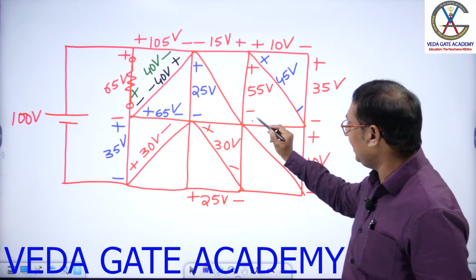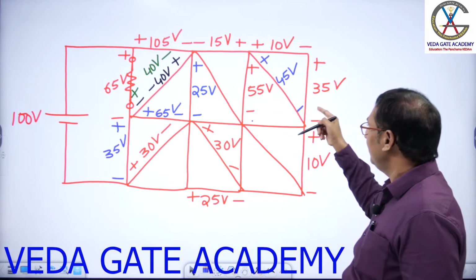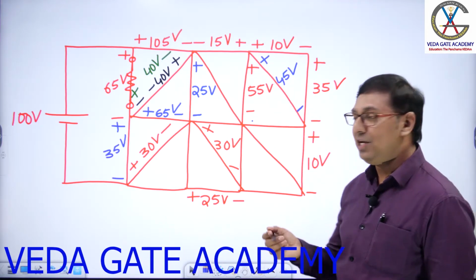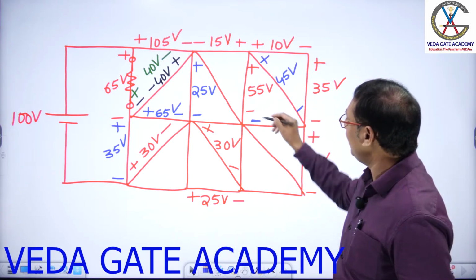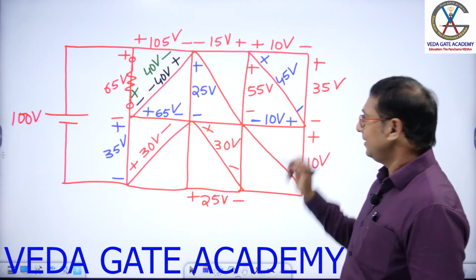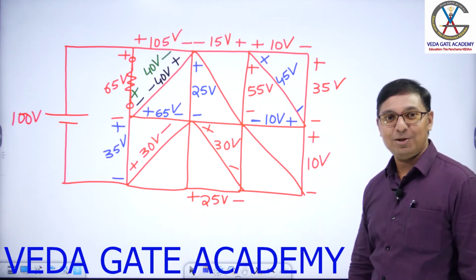Next, I want this branch voltage. If you put plus here, minus 55 plus 45, getting negative voltage. Put plus here, put minus here. Minus 45 plus 55. What is the value, sir? 10 volts. What is the point?